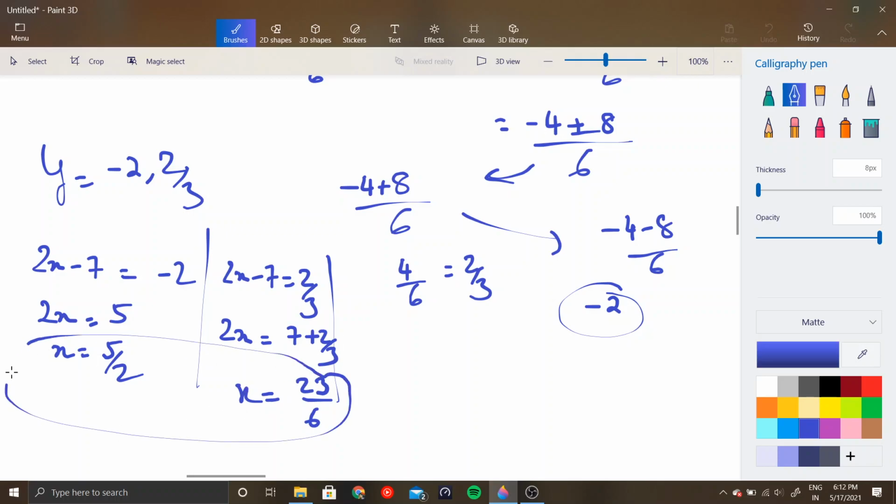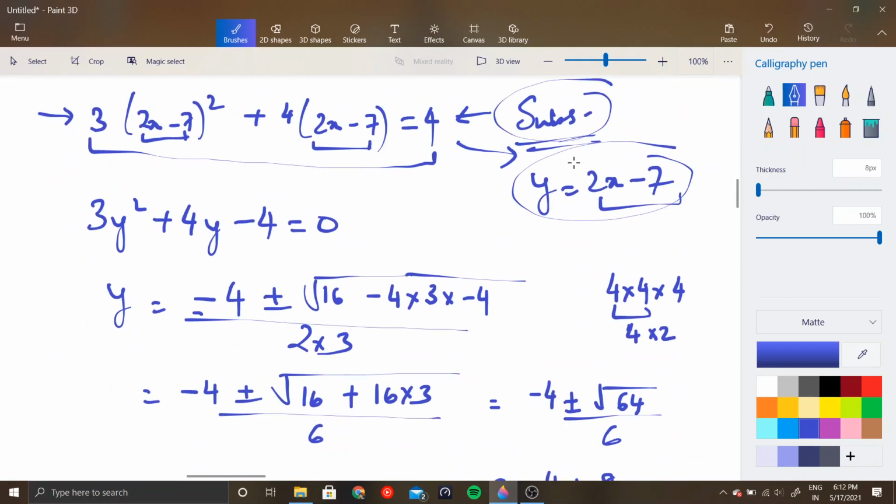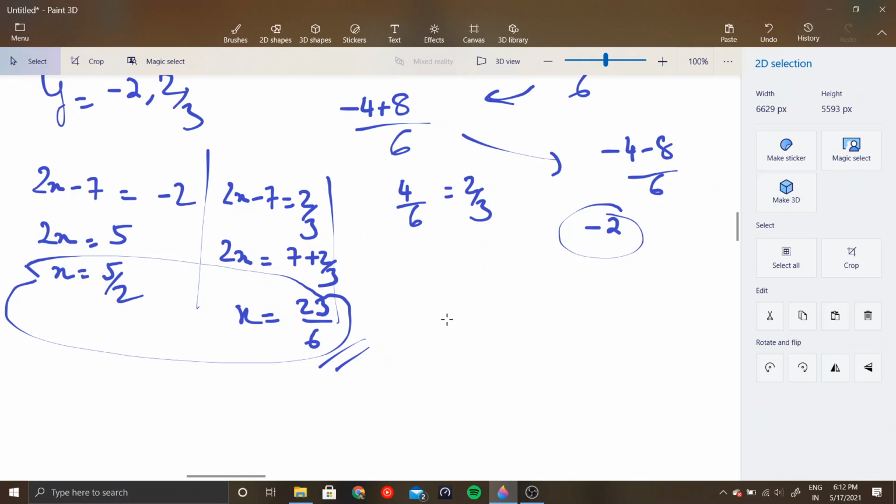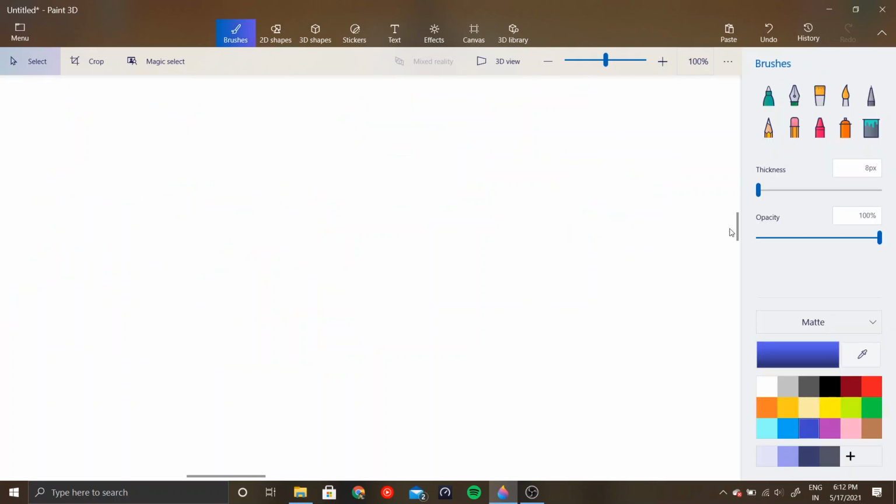So this was a tough sum, but you can simplify it by first substituting. We substituted, we found the roots of this equation, that was basically the value of y. So y is basically 2x minus 7. From there we found out the values of x, right? If you have reached this far, you have pretty well understood the concepts of quadratic equations, and basically you can solve any sum related to quadratic equations, right?